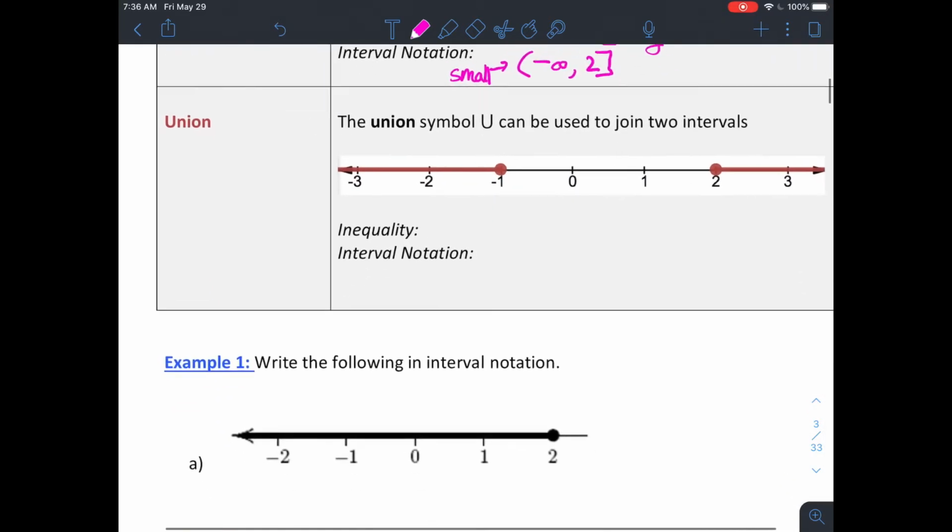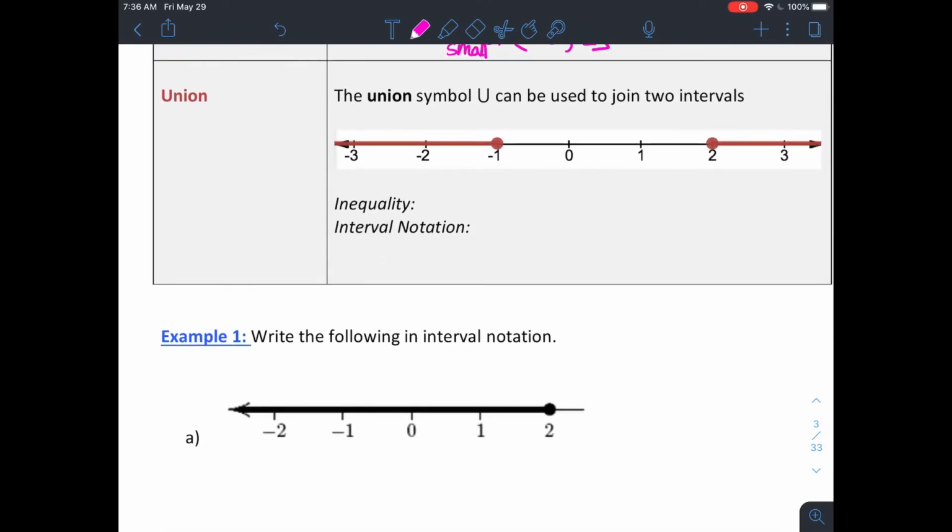And you can have intervals that contain two separate sets of numbers, like this is all the x values that are less than or equal to -1 or greater than or equal to 2, kind of like when we solved our absolute value inequalities. So you can join two intervals together using a union symbol, which just looks like a U. That means all the numbers in either one of those intervals.